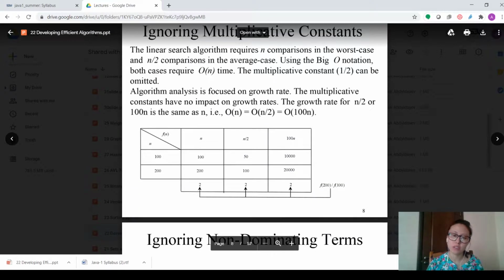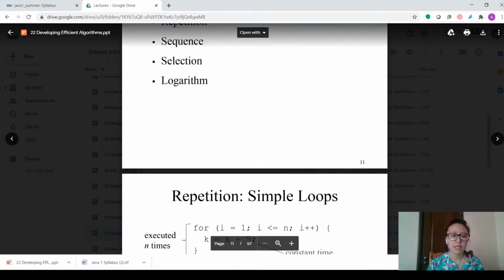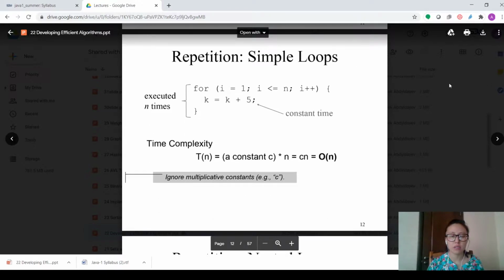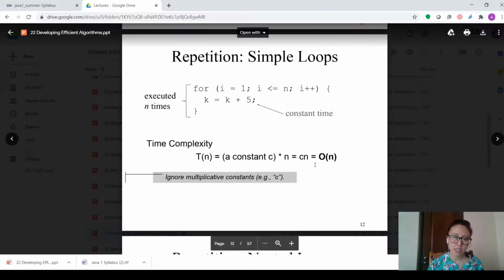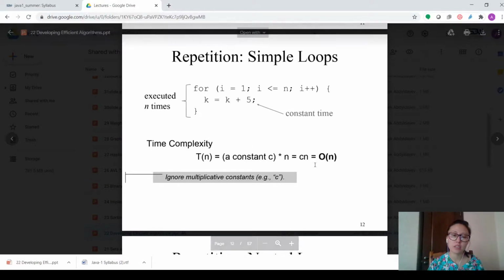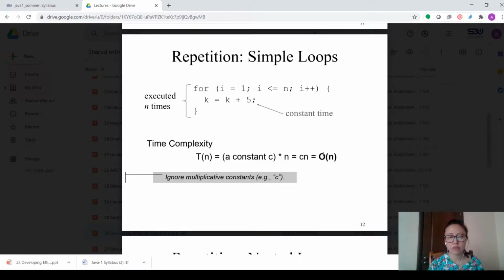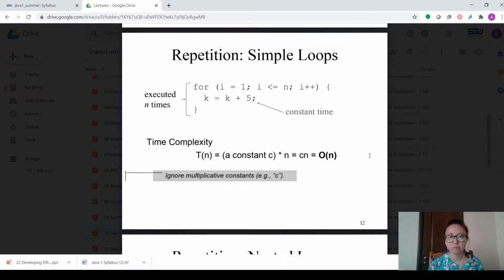Due to the technical problems, we have stopped our lesson in the simple loops part. We have learned that in finding the growing rate of some algorithms, we can ignore multiplicative constants, and the answer will be only O(n) here.